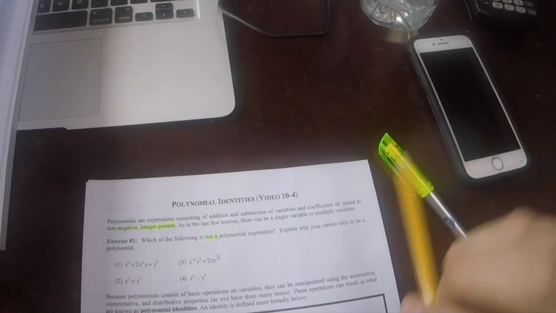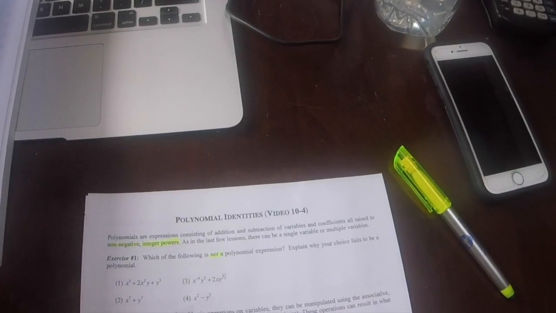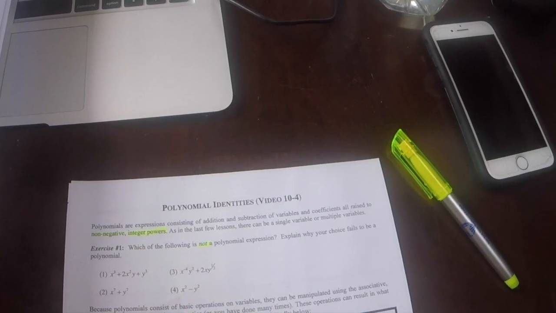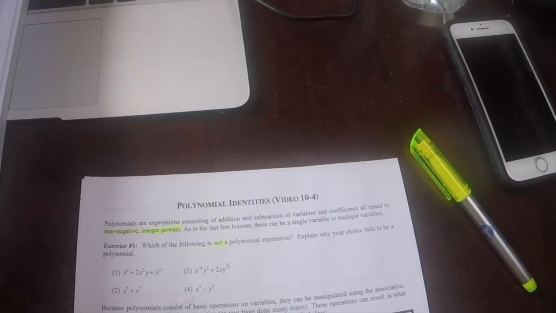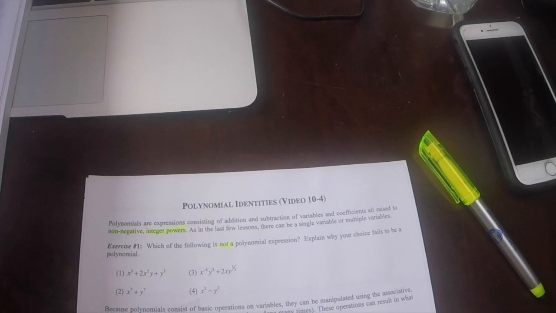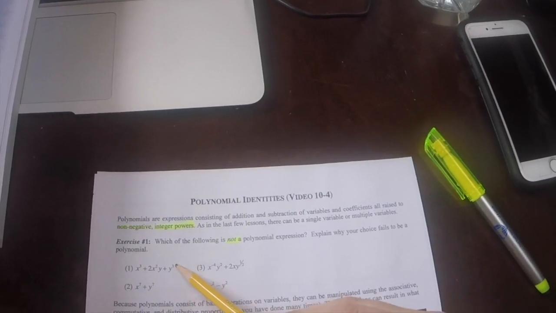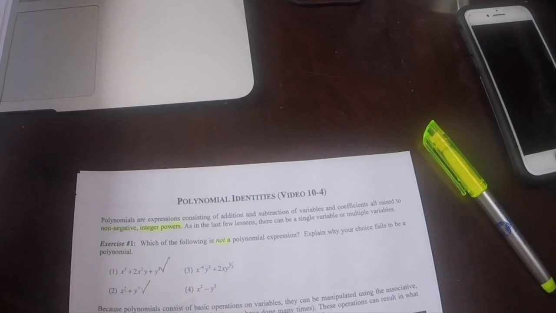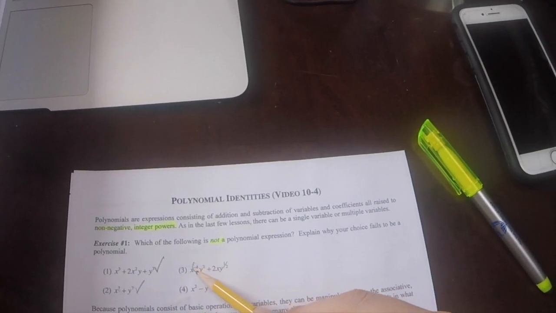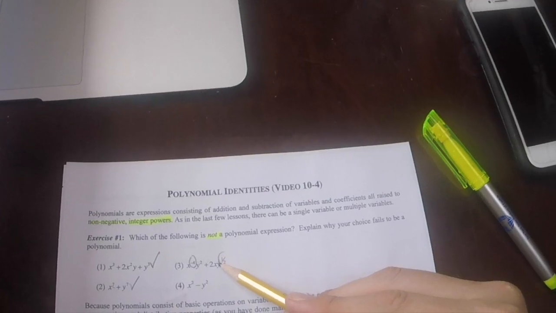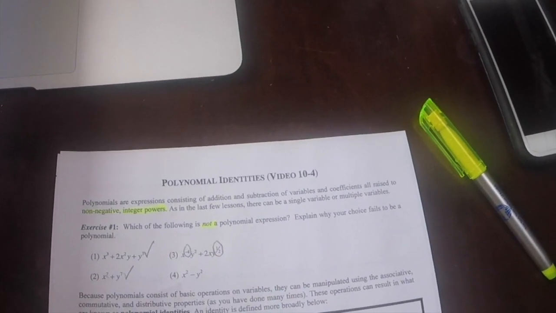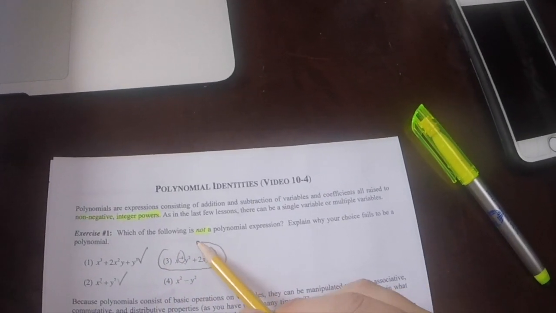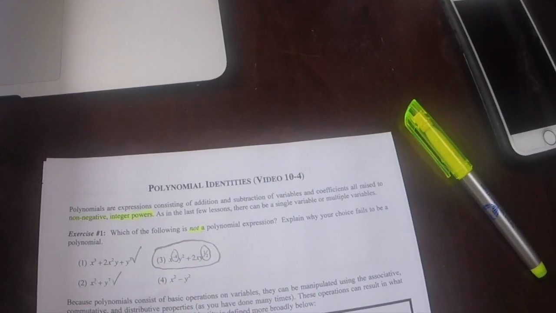All right. So we're looking for an expression that has non-negative integer exponents or powers. Okay, so remember it can only be positive exponents. So this one is definitely a polynomial. So is this one because I got positive exponents here. And here it looks like I have negative exponents as well as a fraction exponent. A fraction is not an integer. So this is the one that is definitely not a polynomial expression.